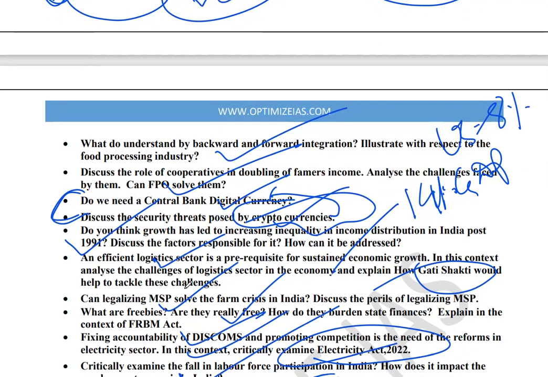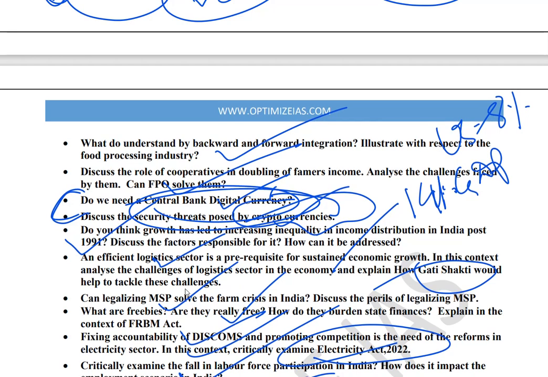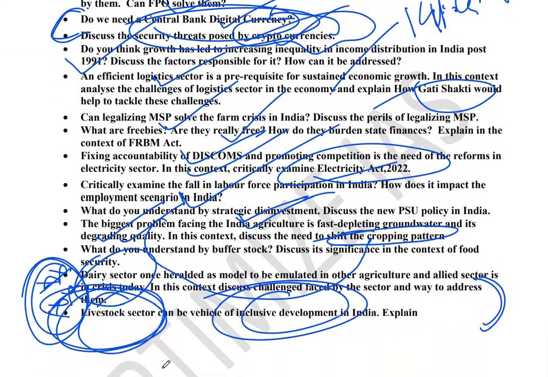Next will be the topic of central bank digital currency, very important I must say. Next will be the Gati Shakti. Next will be the freebies, and are they really free? They will ask you to link it to the FRBM Act. Next will be the topic of legalizing of MSP. What are the various concerns? Next, the discom sector, energy sector questions can come. Last but not the least is the dairy sector and the livestock sector.